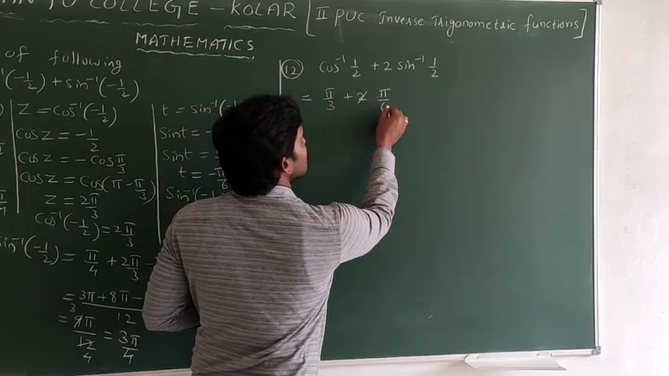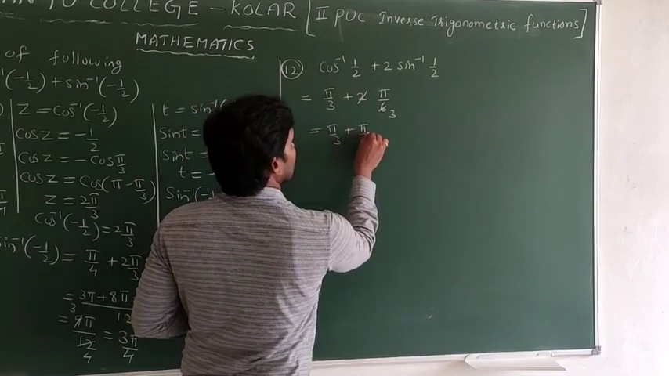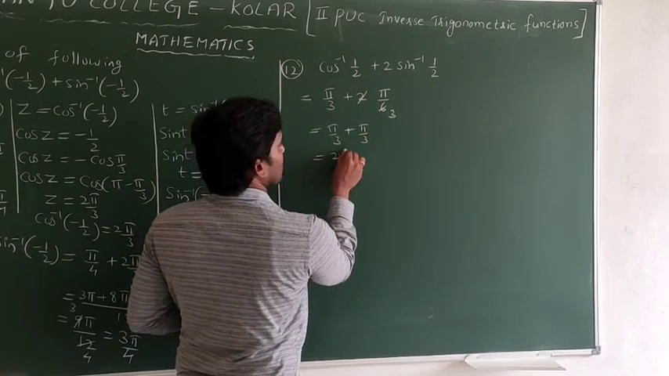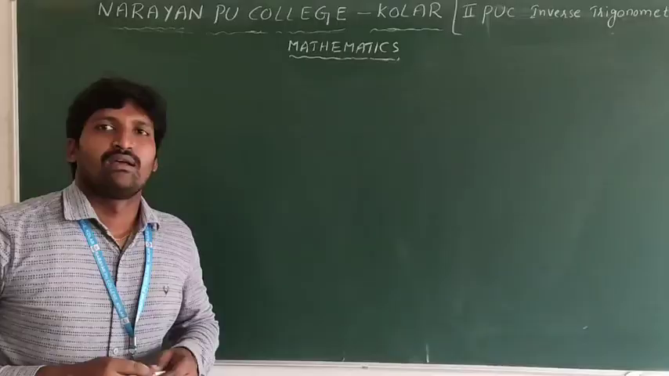You can count: 2 times pi by 6 is pi by 3. Now what is pi by 3 plus pi by 3? What is the final value? 2 pi by 3 is the final answer.